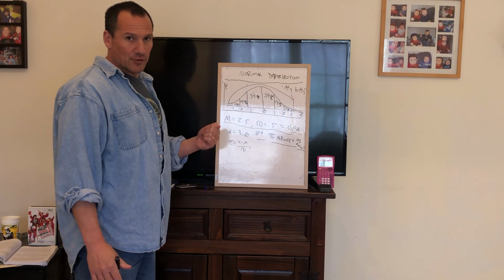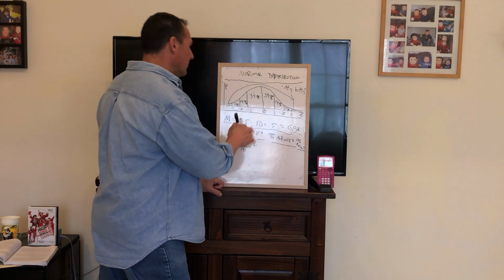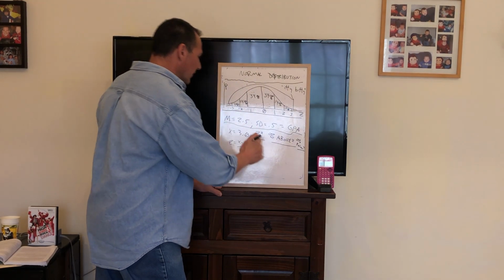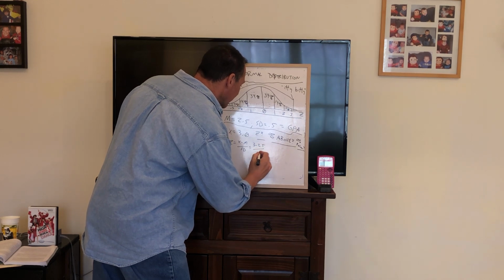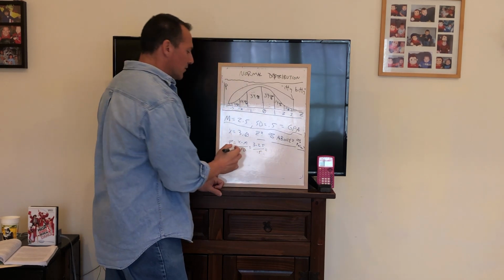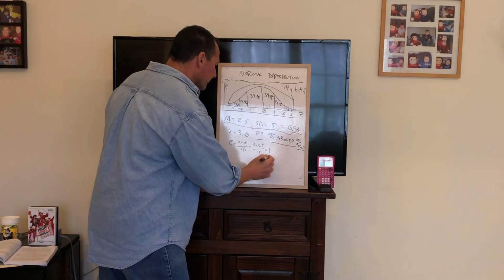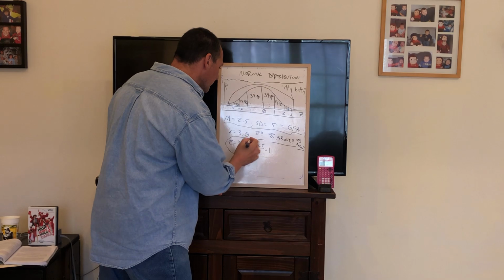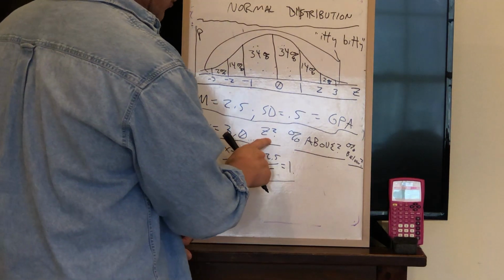X, meaning a particular raw score, is 3. So 3 minus the mean of 2.5 divided by a standard deviation of 0.5. So the z-score is 1. So if x equals 3, the z-score is 1.